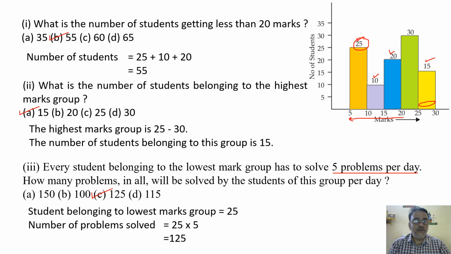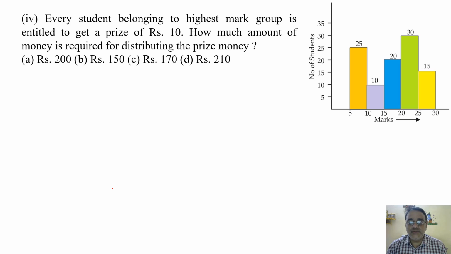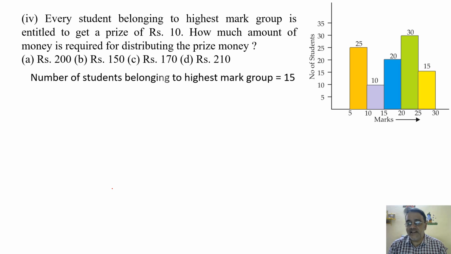Right. So now we are moving toward the fourth question. Every student belonging to highest mark group is entitled to get a prize of rupees 10. How much amount of money is required for distributing the prize money? So total 15 students हैं यहाँ पे. So 15 into 10, 150. Right, and the correct option is option B.